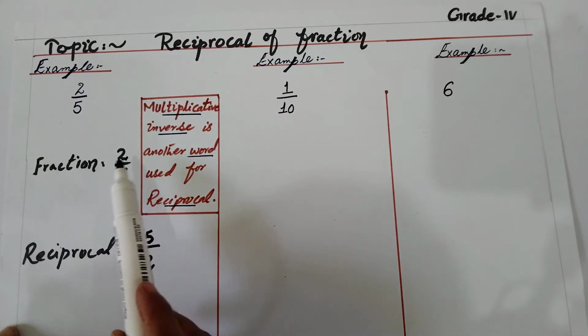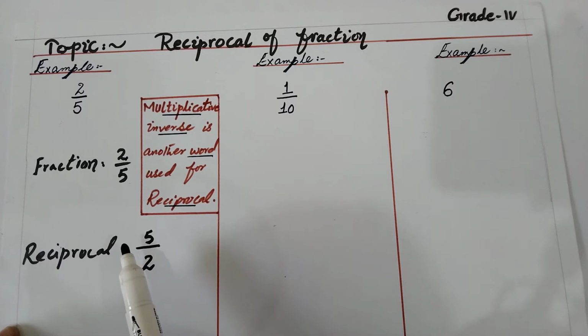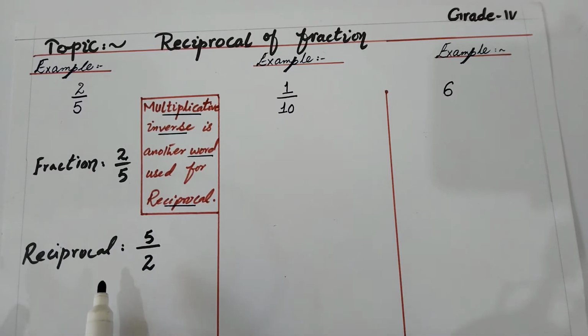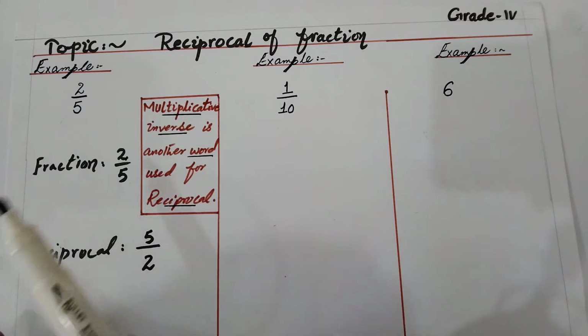So the given fraction was 2 over 5 and the reciprocal of 2 over 5 is 5 over 2. You just have to turn it upside down. There is no calculation for the reciprocal. Just directly turn the fraction upside down. Clear? The numerator will be the denominator and the denominator will be the numerator. Very simple and very easy concept. Reciprocal is actually the opposite of the given fraction. Come to the next one.